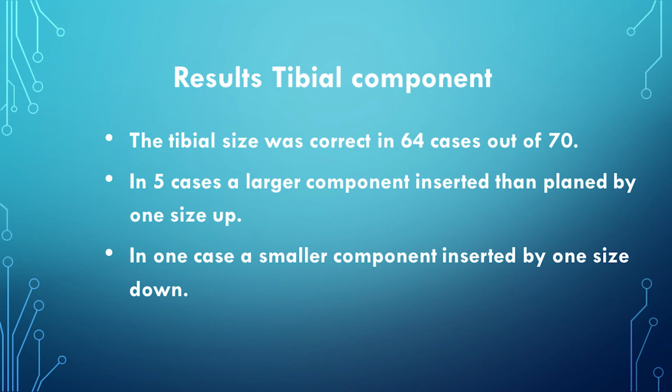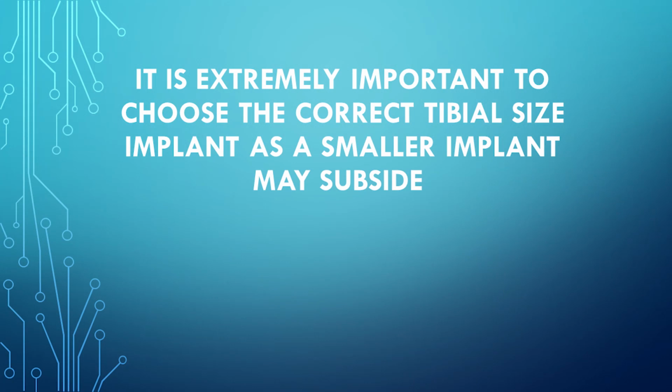In the tibia, the accuracy was slightly less. In 64 it was correct out of the 70. In 5 cases, we chose a larger size. As you know, especially in cementless implants, we'd like to use as large a tibia as possible to cover the entire surface of the tibia. That's very important. So probably we didn't correctly estimate the size of the tibia in some of the cases, and during surgery we chose to use one size up in 5 cases. In one case, it was less than that. So it's extremely important to choose the correct tibial size and cover the entire tibial surface with the implant in order to avoid subsidence of the implant.